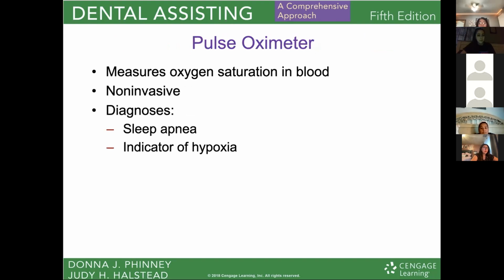Hypoxia is a pathological condition in which the whole body or a small region of the body is deprived of adequate oxygen supply. A pulse of 90 to 95% may give the pulse oximeter a reading of mild to moderate hypoxia. So we want to be as close to 100% oxygen as possible. So anybody with a pulse lower than 90%, or with a blood saturation of lower than 90%, is cause for concern.